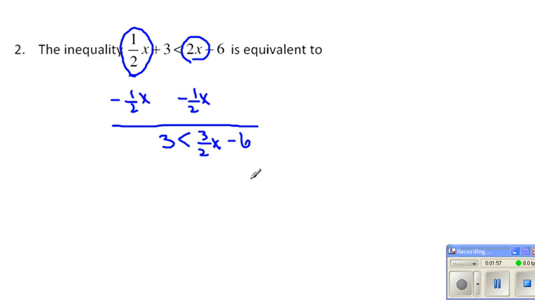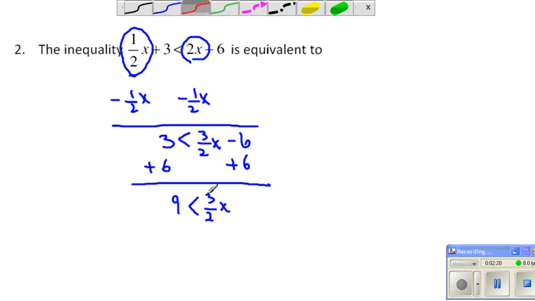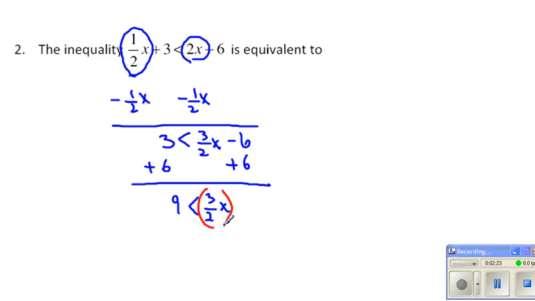minus 6. Now, how are we going to get rid of the 6? Simply by adding 6 on each side. Then we'll end up getting 3 over 2x must be greater than 9. Now, in order for us to have x by itself, what we want to do is get rid of this 3 over 2, just like what we have done before from the previous question. In order for it to get rid of 3 over 2, we can multiply by its reciprocal, which is 2/3. Then we will end up getting the answer x, which is greater than 2/3 of 9 will be equal to 6.